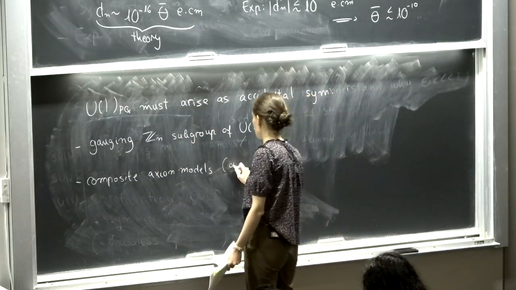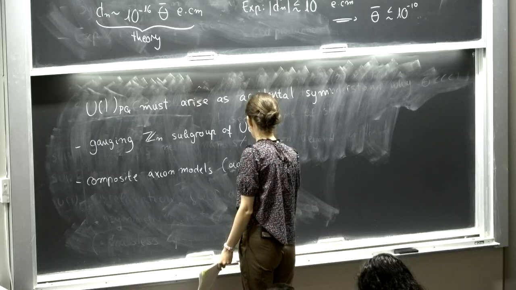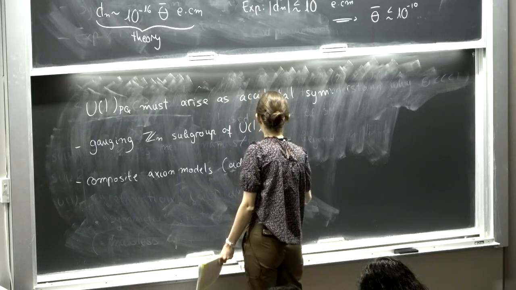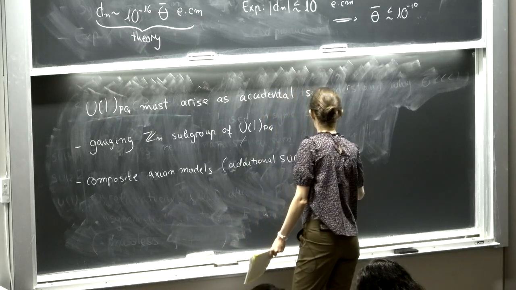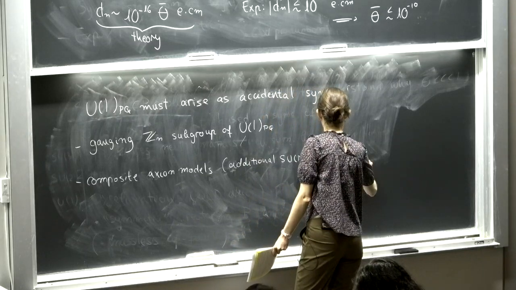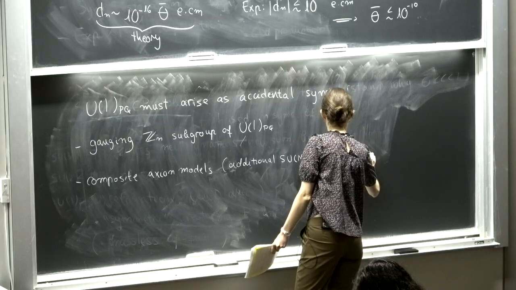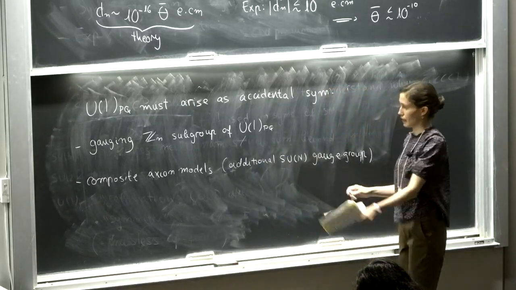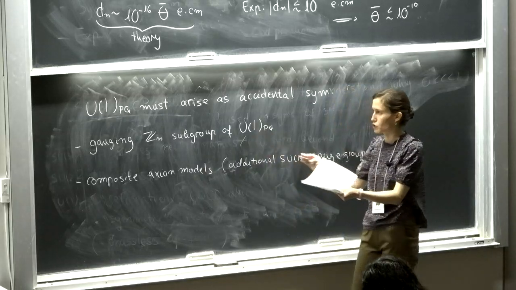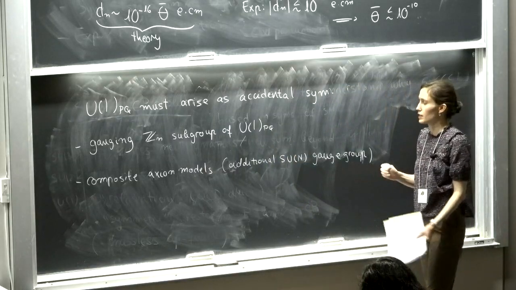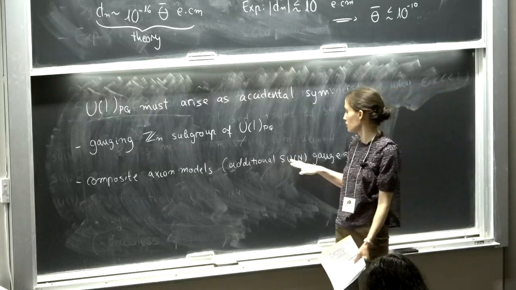So this basically requires the presence of additional SU(N) gauge groups, and in that case the axion is realized as a composite object in these UV completions, and in those cases the U(1) PQ symmetry can also be protected if this N is large enough.